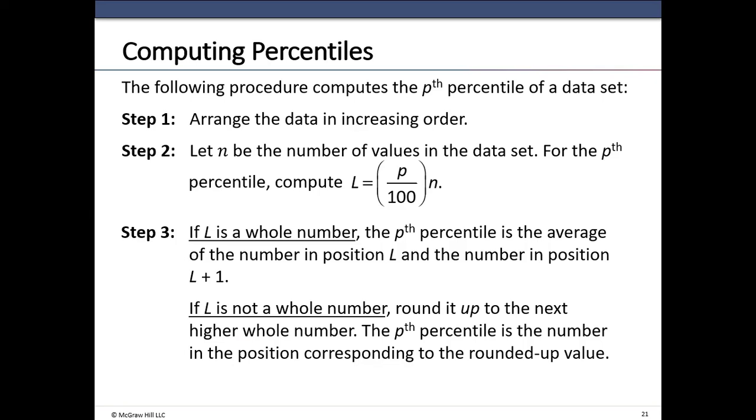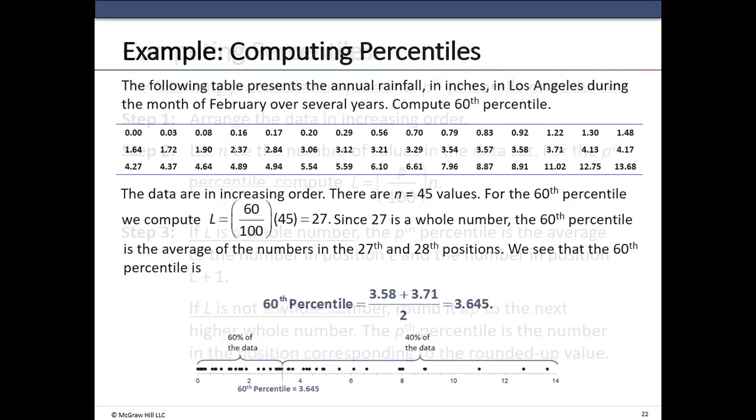If L is a whole number, the pth percentile is the average of the number in the Lth position and L plus 1 position. So if L comes out as a whole number, we take the value in the Lth position and the next position, L plus 1th position, and take the average. If L is not a whole number, we round it up to the next higher whole number, and the pth percentile is the number in the position corresponding to the rounded up value.